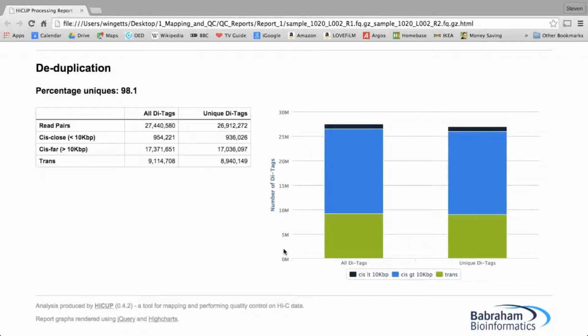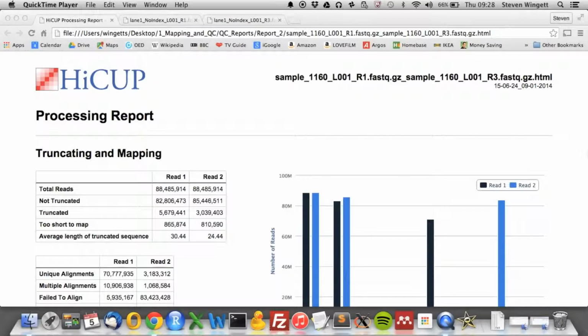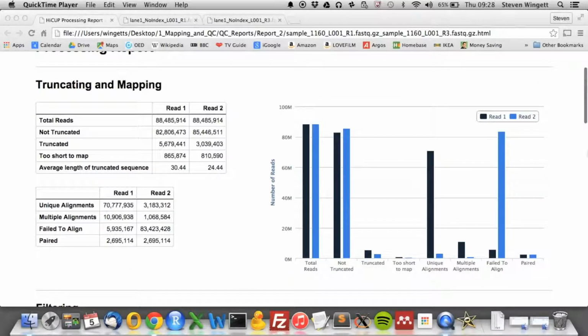And looking at the cis-trans ratio, the trans ratio is around 33%, which is not particularly high and suggests we don't have a particularly noisy library. So overall, this is a good report, and we should have confidence that we're going to get interesting results from this HiC library. So this is the second HiCUP summary report, and this time we see a very different picture.